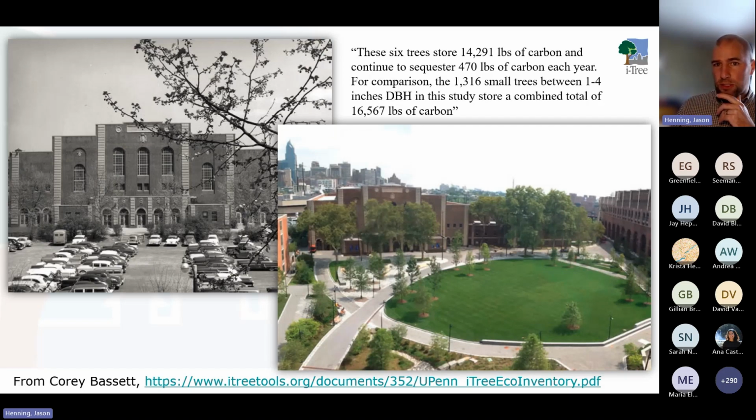And what Corey found was that these 6 London planes that they did all that work to maintain through that construction, these store about 14,000 pounds of carbon and continue to sequester 470 pounds of carbon every year. By comparison, that's the same amount of carbon, or close to the same amount of carbon, as in the smallest 1,300 trees on campus. So these 6 trees are doing the same amount of ecosystem service work as the smallest 1,300 trees.